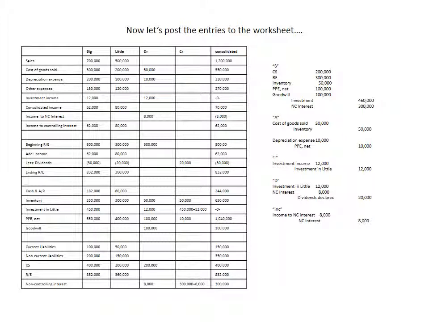Property, plant, and equipment net, as reported, we've got $950,000. We added $100,000 from entry S, and then we took away $10,000 as we started writing it off. So the final property, plant, and equipment net figure is $1,040,000. And then lastly, we've got our goodwill of $100,000 that we established in the S entry.